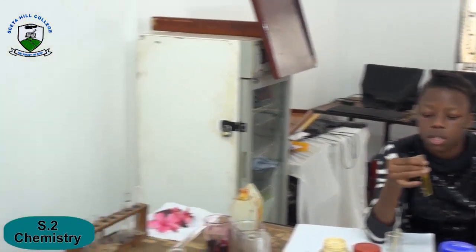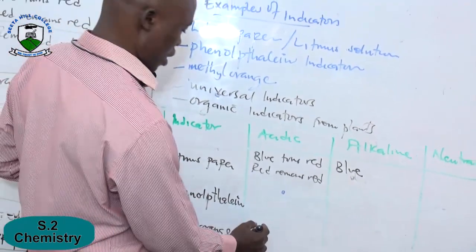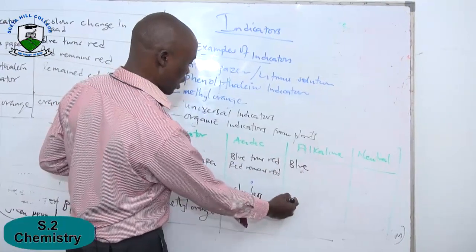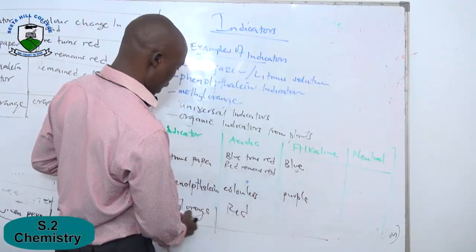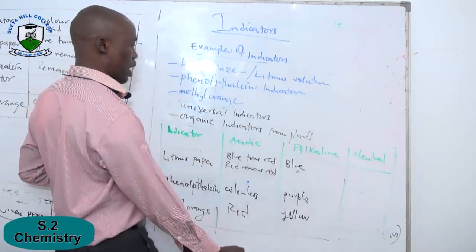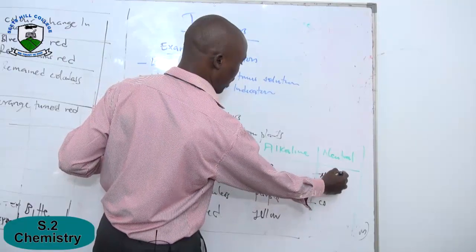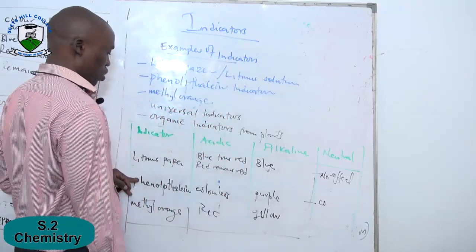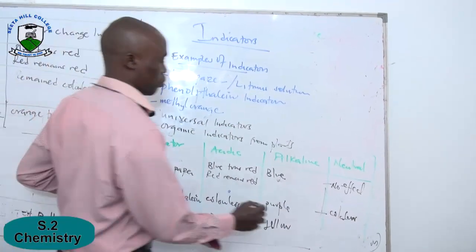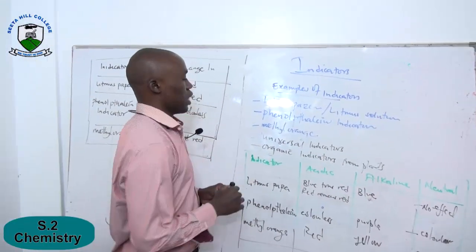Now, what if you added an acid to methyl orange? Do we remember an acid on methyl orange? It changes to red. Phenolphthalein remains colorless. Then in alkaline, phenolphthalein becomes purple, not so? Whereas methyl orange turns yellow in alkaline. Then neutral, without you adding anything, no effect. Phenolphthalein remains colorless, and the other one is orange. Okay. That's the effect of indicators on those things.